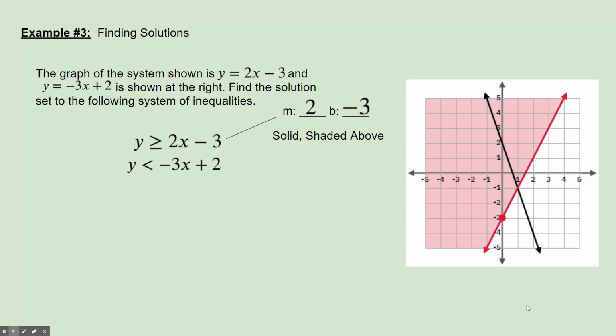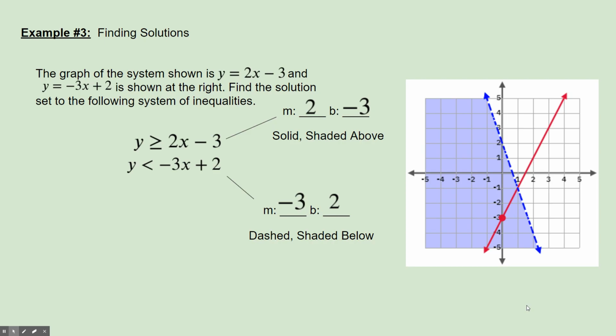Now, the other line matches the bottom inequality, but we have to decide, should that line be solid? Should it be dashed? And where's the shading going to be? So for the second inequality, my slope is going to be negative 3, and my y-intercept is going to be 2. But look at the inequality symbol. It's a less than symbol. Less than, so it's going to be a dashed line, and we're going to shade below the dashed line. Okay. So the first point we plot is going to be that 2, and it's a dashed line. Now we have to shade below it. So now we're going to show you where the shading is below it.